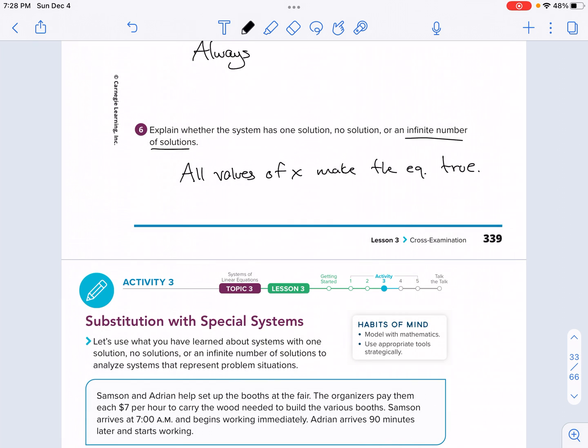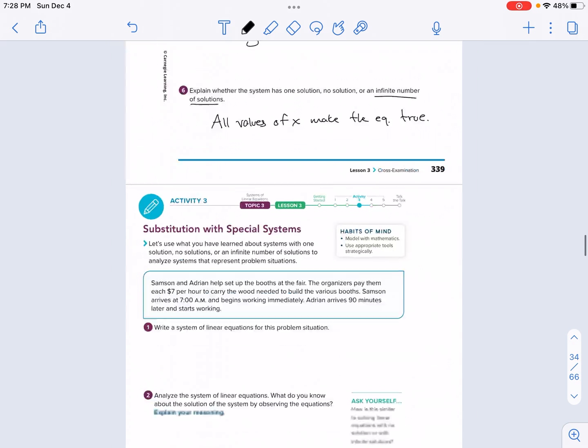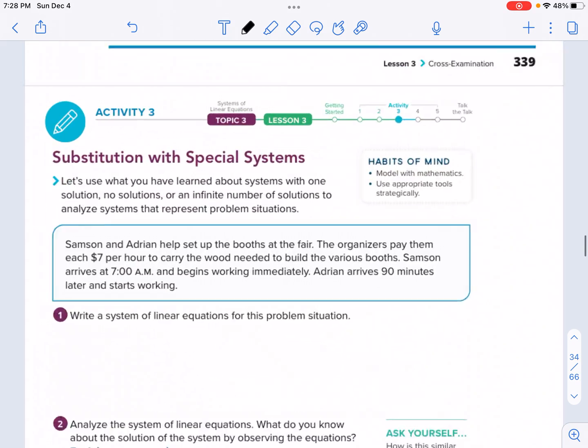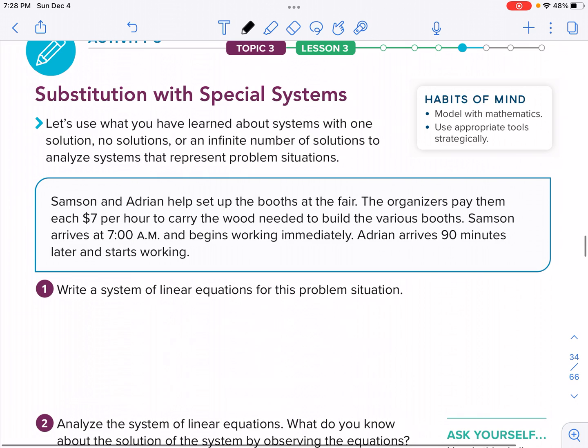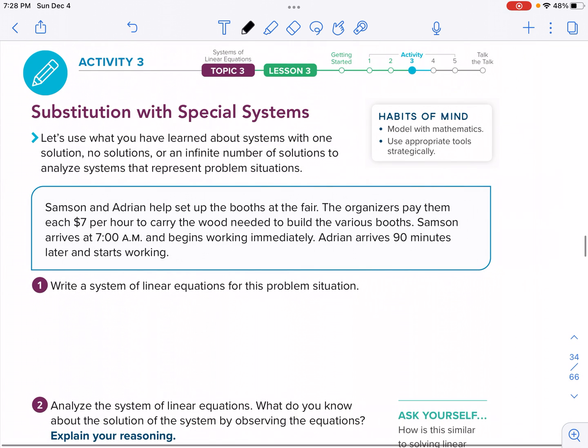Okay, and we're going to get to the second part. We have 2 more pages on activity 3. So it says substitution with special systems. So we've talked about systems where they have no solution or infinitely many solutions. That's what it means to be special there. Typically one solution is not special. One solution is like the norm. That's a normal thing. All right. So let's look at the situation. We'll write an equation. We'll talk about how we can interpret that.